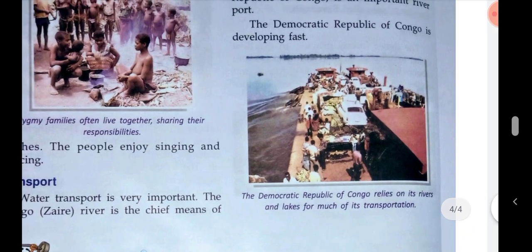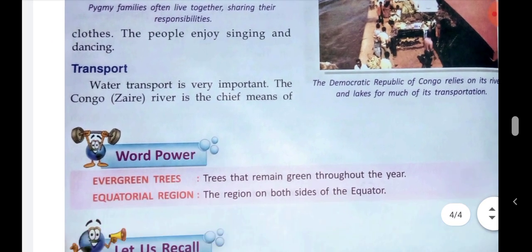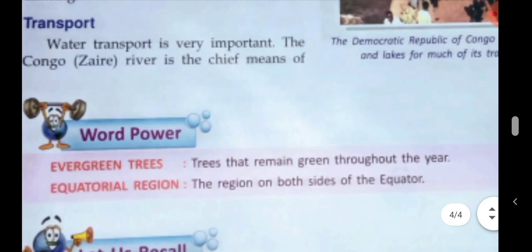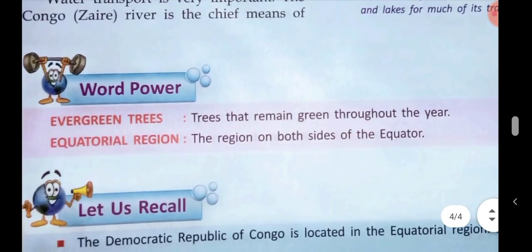Here in this figure you can see the Democratic Republic of Congo relies on its rivers and lakes for much of its transportation. Now let's revise some important word power. Evergreen trees: trees that remain green throughout the year. Equatorial region: the region on both sides of the equator is known as the equatorial region.